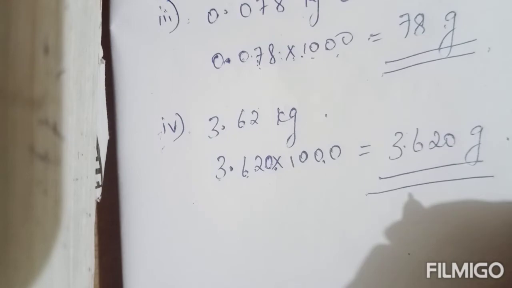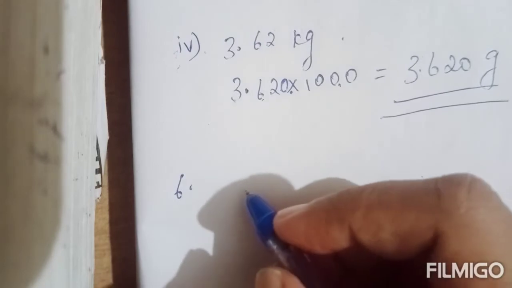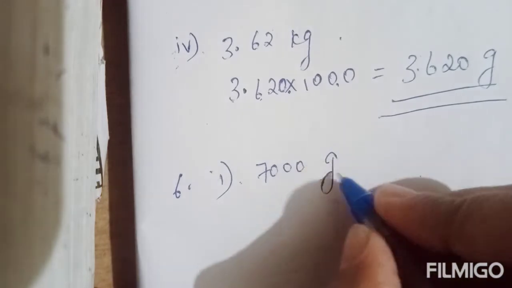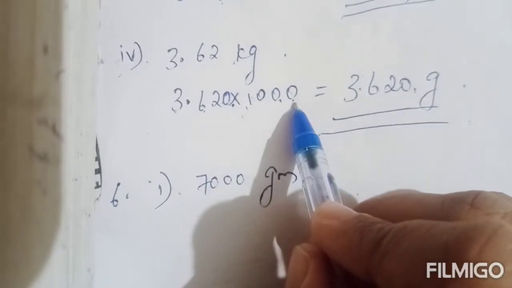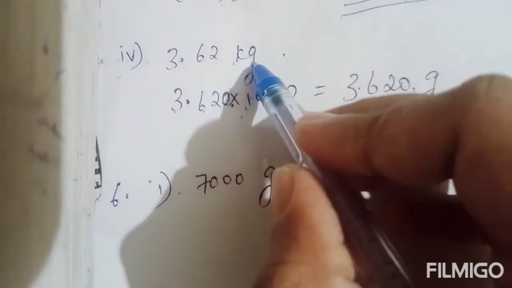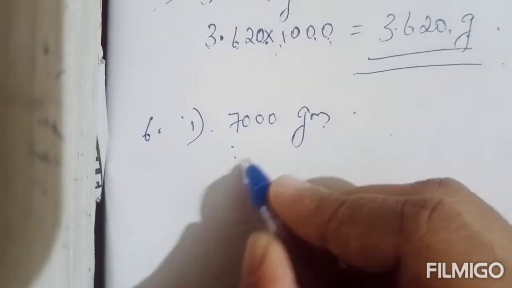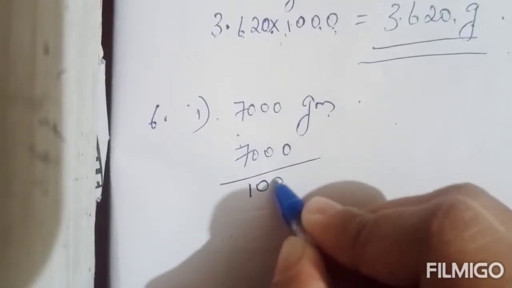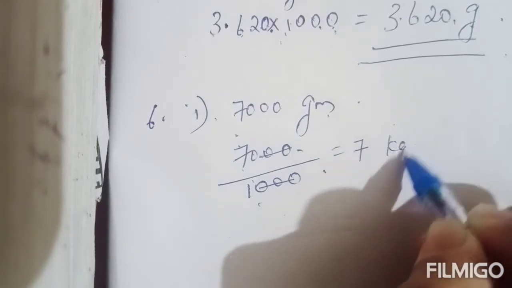Okay, fifth one you can do as homework. Now in that sixth question, express in kilogram. First one, 7000 gram. So we know in order to convert kilogram to gram, we multiply by 1000. In order to convert gram to kilogram, just divide by 1000. So 7000 gram, just divide by 1000. 7000 by 1000, you will get 7 and the unit will be kilogram.